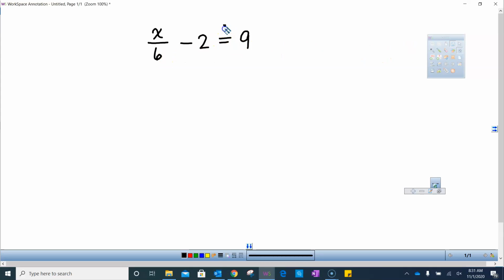So the first thing I like to do is separate the two expressions by drawing a line down through the equal sign. And then I can see that I have the expression x divided by 6 minus 2 on the left and 9 on the right.